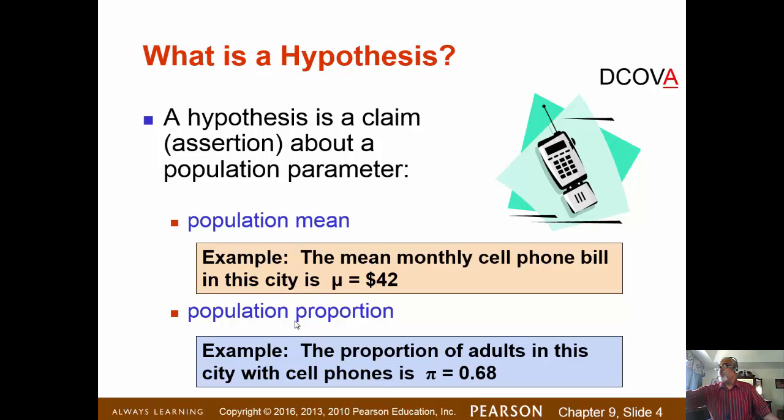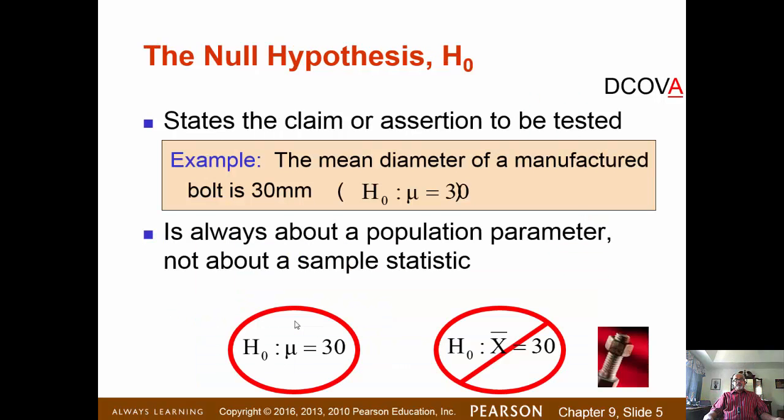Or it could be a proposition about population proportion. So the proportion of adults in the city with cell phone is 68%. So that is again a statement, and we want to verify whether that statement is true or not, and that is a hypothesis. And we will verify the hypothesis using sample statistics. Now, hypothesis is set up as a pair of statements. One is called null hypothesis, and it is denoted by H subscript 0, and then an alternative to that null hypothesis, and that is H subscript 1.